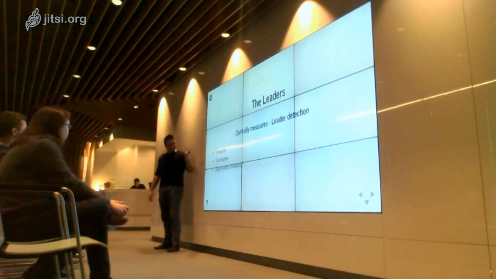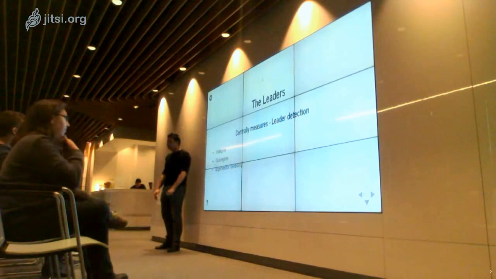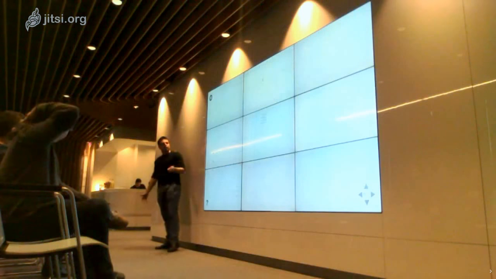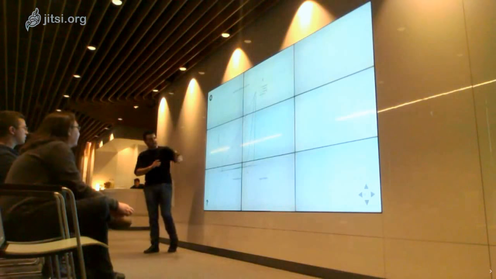And we tried to find the leaders. Let's say if you have a high eigenvector centrality, then you are a leader. And we drew a ROC curve. If you don't understand the ROC curve, don't worry. So we drew that.